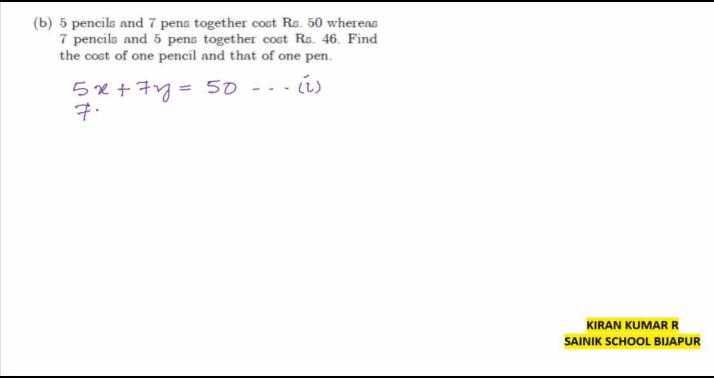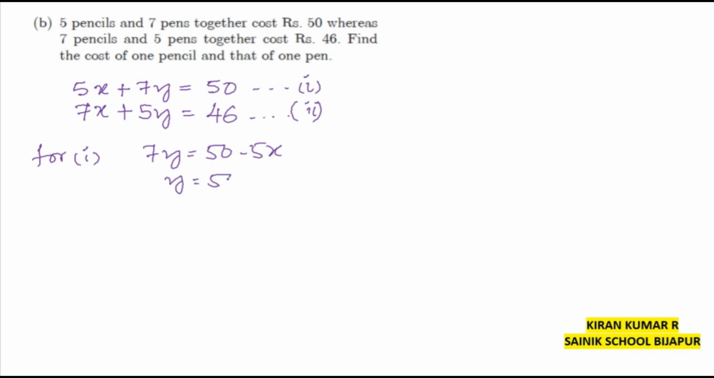Let this be equation 1. And one more condition is 7 times x is the cost of pencil, 5 times y is the cost of pens. Together it is 46 rupees. This is our equation 2. Now with these two equations, we have to plot the graph. Let me consider equation 1. For equation 1, I can write 7y as 50 minus 5x. So y will be 50 minus 5x divided by 7.